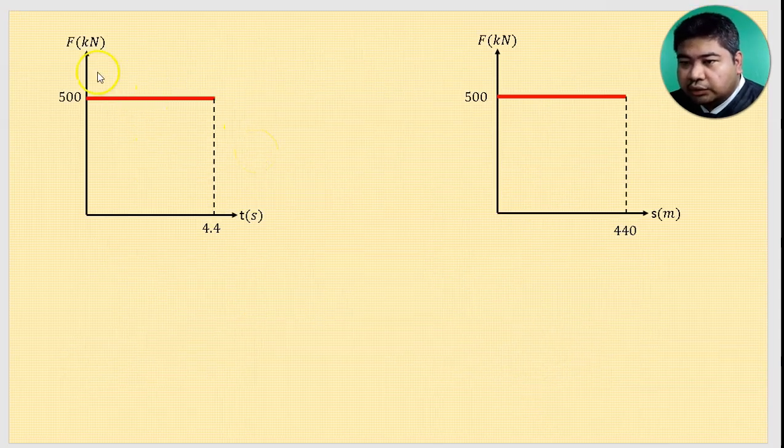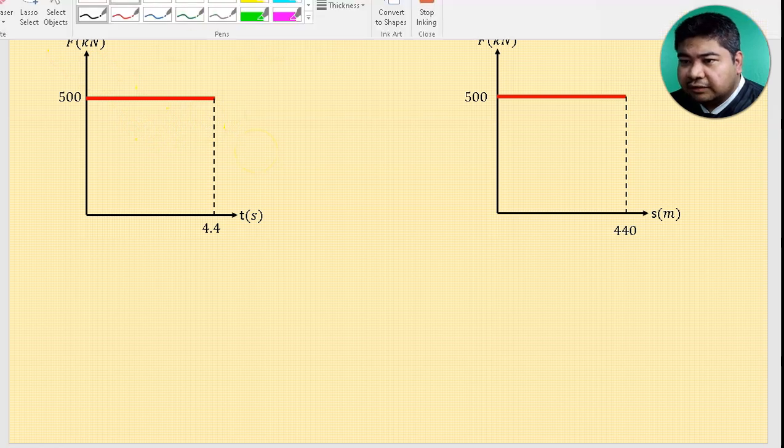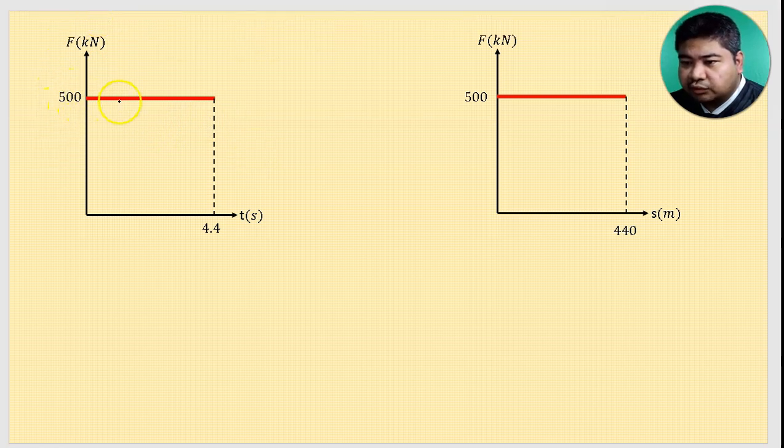Now we are looking at the graph. Because the force is constant, we have a flat line here. On the y-axis we have the force in kilonewton, and on the x-axis is the time, how long the force is applied. The red line is the magnitude of the force, and the time is 4.4 seconds.